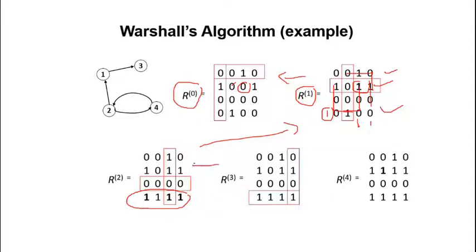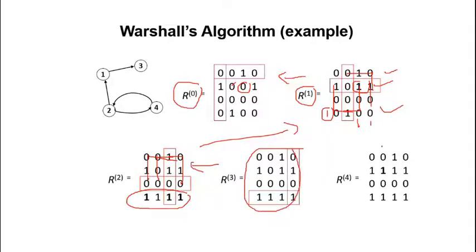Next is R3. We have to look at this. Now look at the 0 here. This 0 1 0 1, this 1, 0, 0 1, cannot update here. So finally, we obtain the same matrix here.